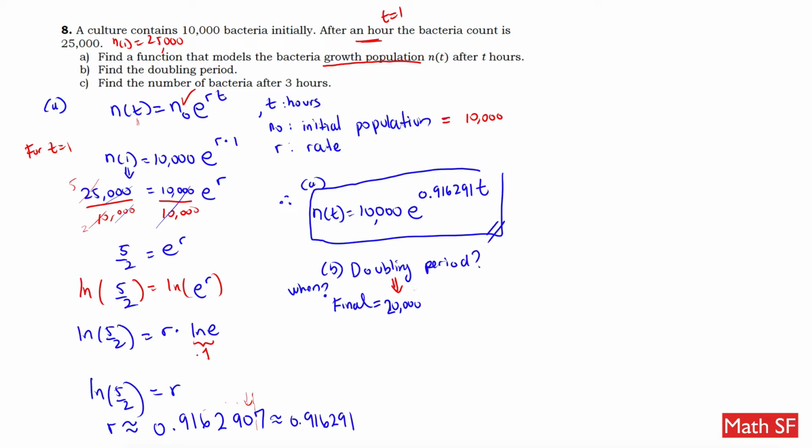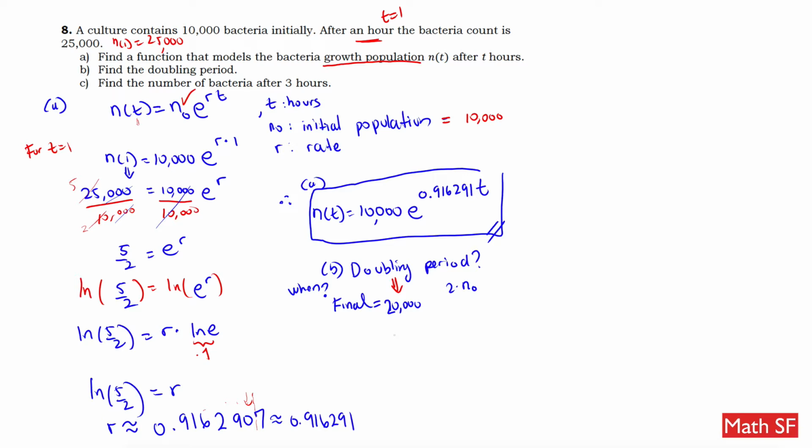Like after how many hours you will have 20,000. That's what they're asking you for. After how many hours you will have twice the initial population. That's what they ask you. And N naught is actually 10,000, so 10,000 times 2 is 20,000. So let's do this one here.